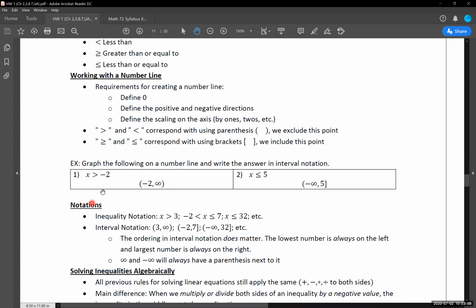So let's go into a couple examples of this. We're going to go into graphing the following on the number line, and then we'll write our answer in interval notation. So we'll go into the interval notation probably once we get into it right down below here. It'll be a nice segue in. So these are the two examples that I'm going to reference on our blackboards. We're going to jump over and build these number lines and then plot these answers.